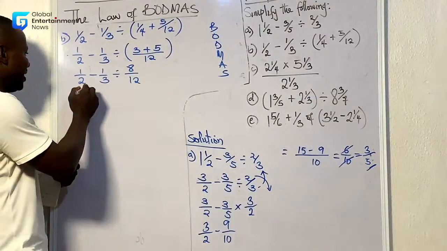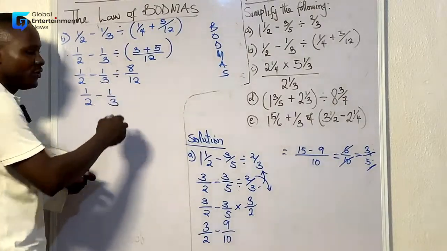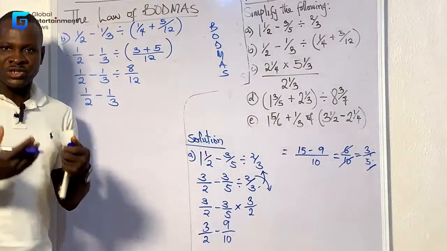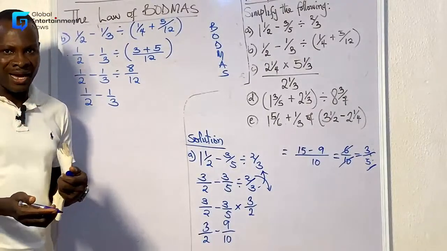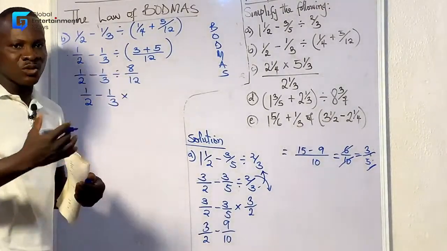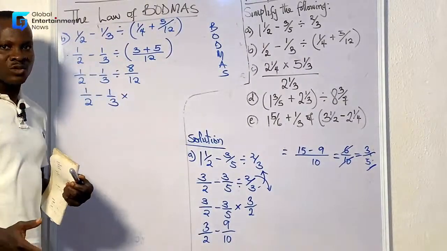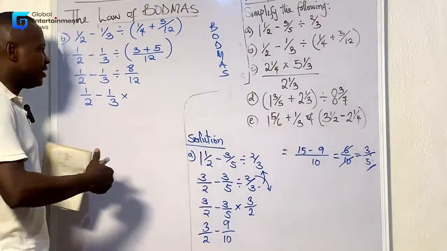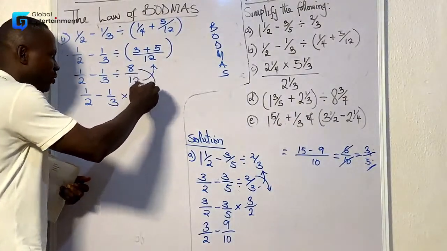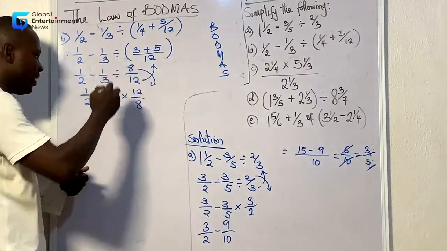Now, what we have now is 1 all over 2 minus 1 all over 3. If you could remember, I told you that once you see division there, you change it to multiplication sign, so it will now be times. Once you change it to multiplication sign, what is going to happen to the fraction that follows the sign? It will change. The denominator will go up and the numerator will come down. It will now be 12 all over 8.